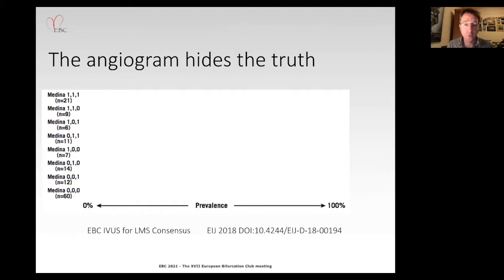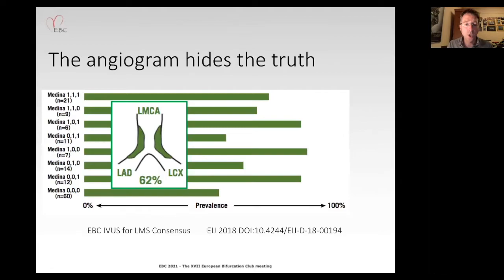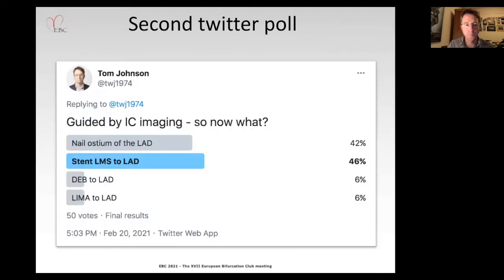And that very much fits with the IVUS consensus led by Gary Mintz, which showed beautifully that despite the Medina classification, by imaging we see that two thirds of cases have disease that affects all three limbs. So I put out a second poll. Now we've imaged, what are we going to do?